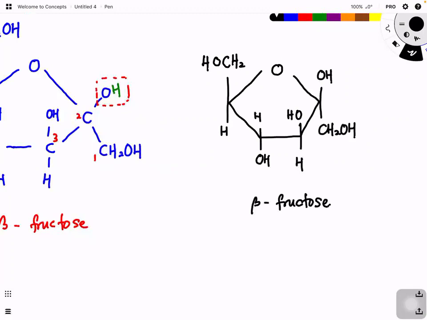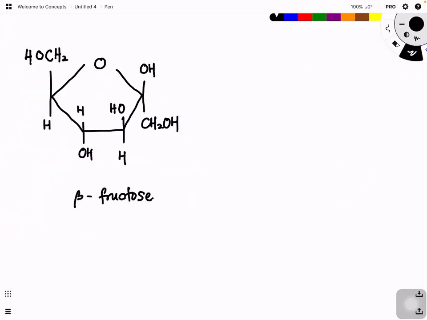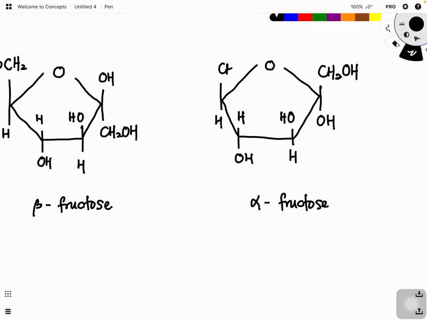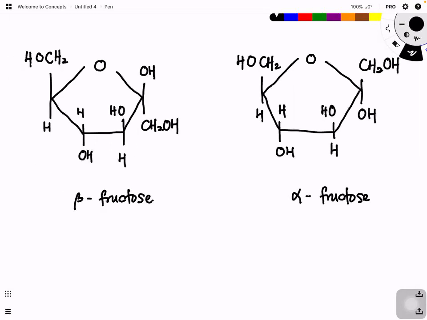So how does the alpha fructose look? Similar, a pentagonal shape, but CH2OH will be above the ring and the OH group below the ring. So that's why this one is alpha fructose. The remaining structure will be the same: H, OH, H, OH, H, CH2OH. Okay, so can you differentiate between alpha and beta?